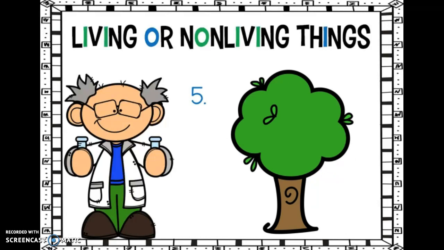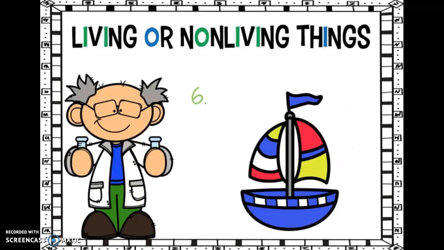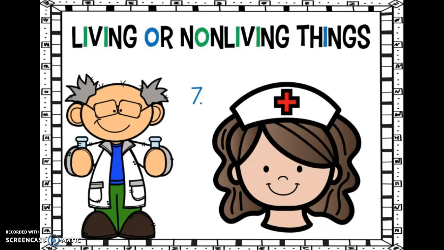Number 5, tree. Do you think a tree is a living thing or a non-living thing? 6, a boat. Do you think a boat is a living thing or a non-living thing? Number 7, a nurse. Do you think a nurse is a living thing or a non-living thing?